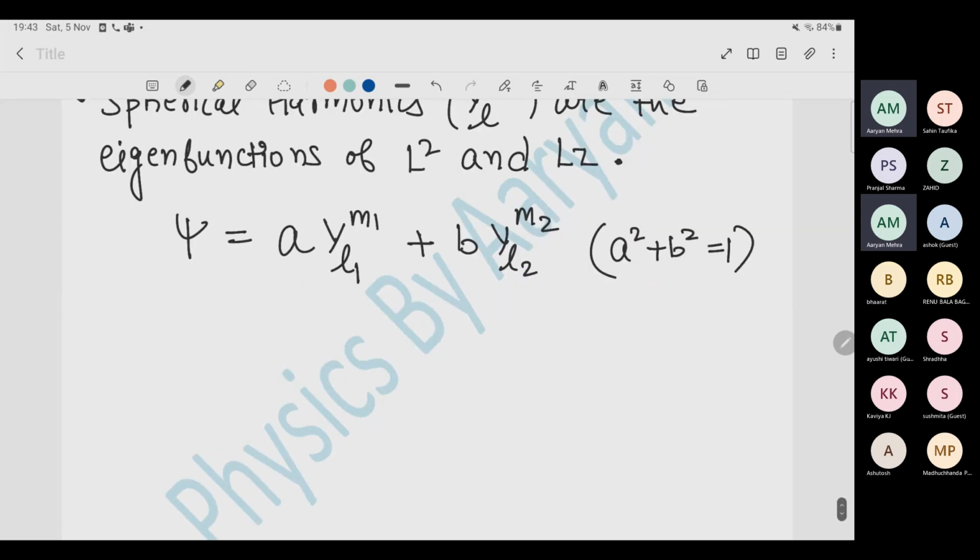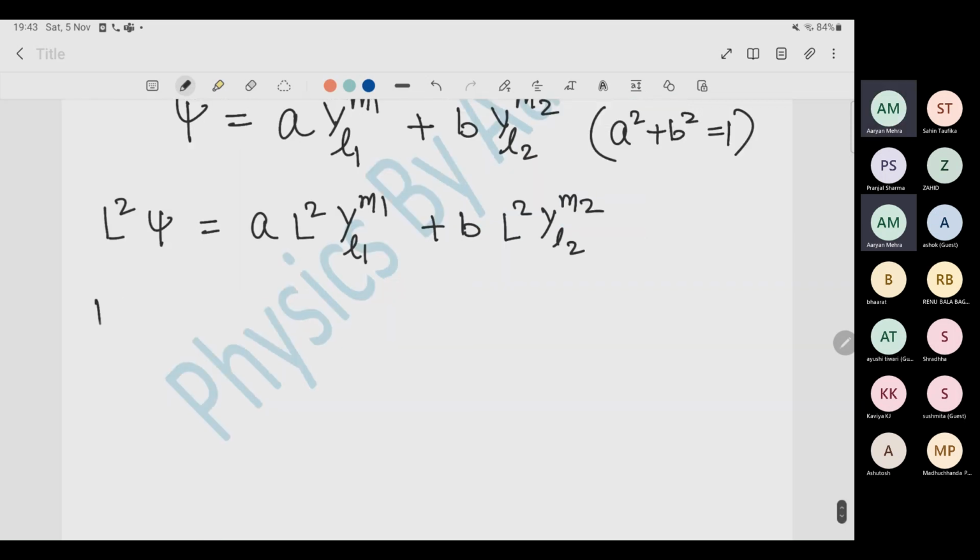I'm sorry, I'm repeating it again and again, but I am assuming that most of you are new to quantum mechanics, that's the only reason. So you are in a superposition of two eigenstates. Now let's do a measurement of L square on this state. Your L square will operate on Y_{L1 M1} and it will also operate on Y_{L2 M2}.